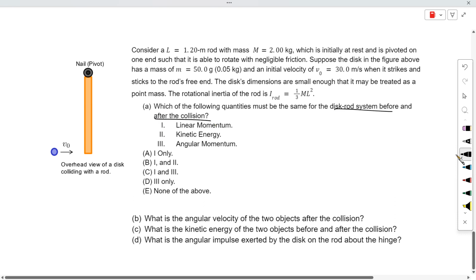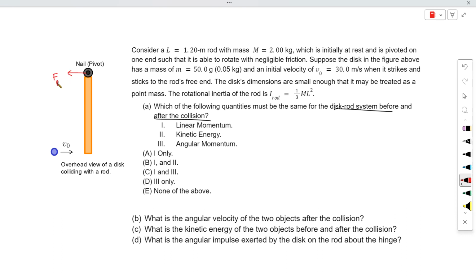Okay, so now what we have to think about is even though they collide, when we think about the system, there's an external force from the pivot, from the nail that's holding it in place. And that prevents this rod from actually moving, right? I can't just slam it and have it move. So there is an external force. The external force is definitely not zero, which means that the linear momentum might not be conserved, because the impulse is the change in momentum and this is non-zero, then the change in momentum is non-zero.